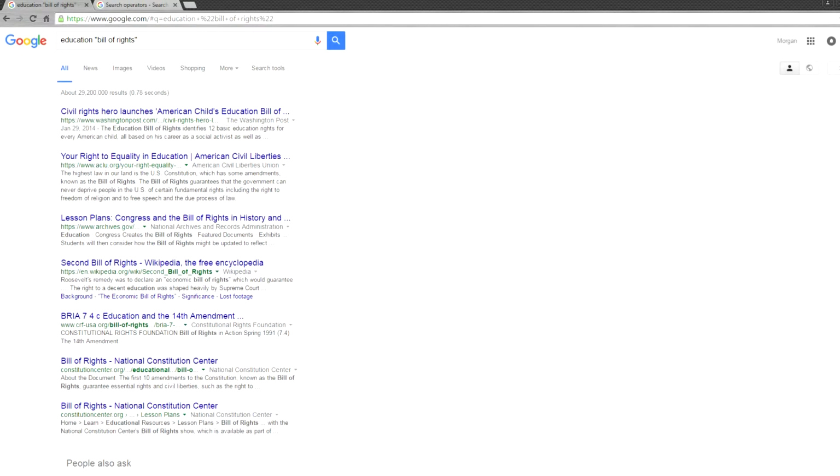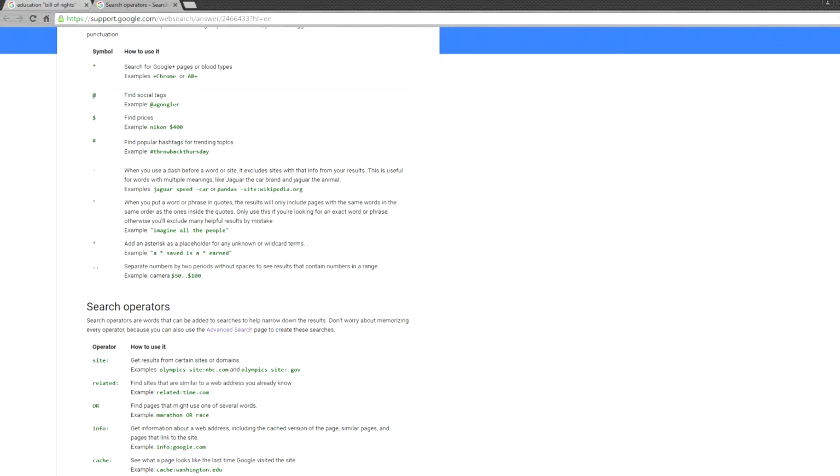And there we have it, Education Bill of Rights. Now all of those words, the Bill of Rights, are stuck together, and it's only going to show us pages that have Bill of Rights in it. There can't be just pages with Bill or Rights. It has to be the entire phrase Bill of Rights. And that's a really good way to look for specific stuff, like the name of a document, or the name of a person. People can sometimes share last names, so that's a good way to differentiate.